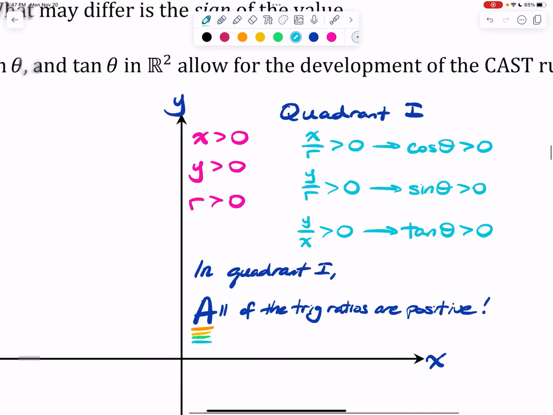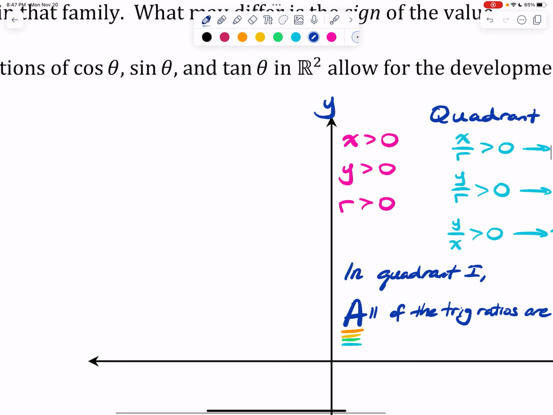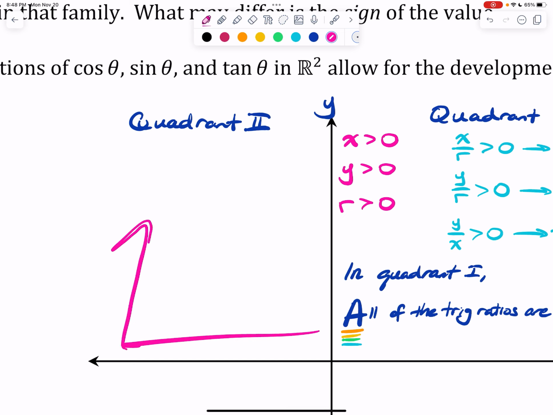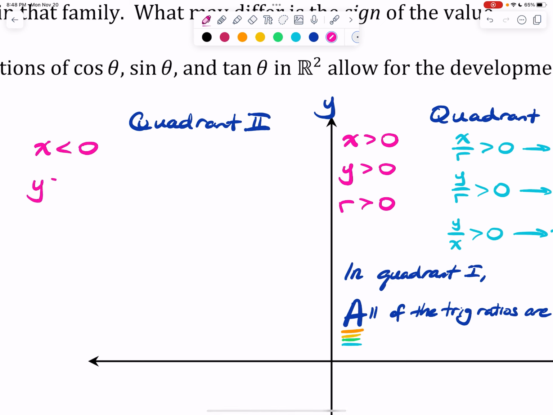So looking over to the left at quadrant 2. In this quadrant, to get anywhere in here, we have to go left and then we have to go up. That's how we get there. If we go left, that means that x is negative. If we go up, well, y is positive. And then r is always, always, always positive.